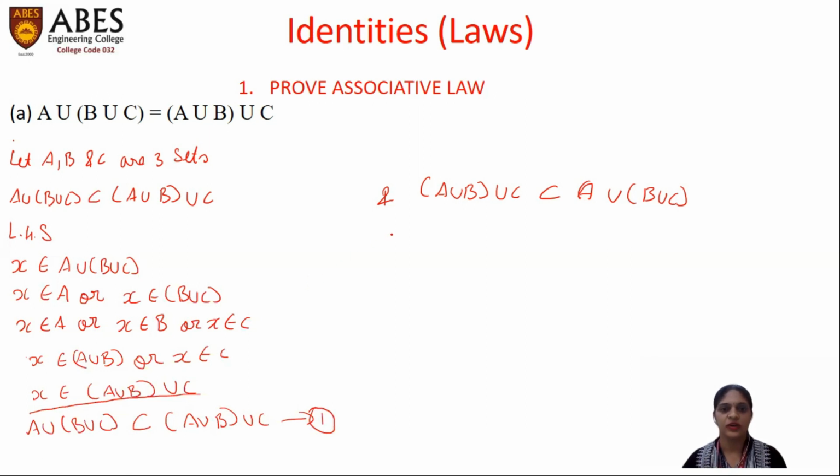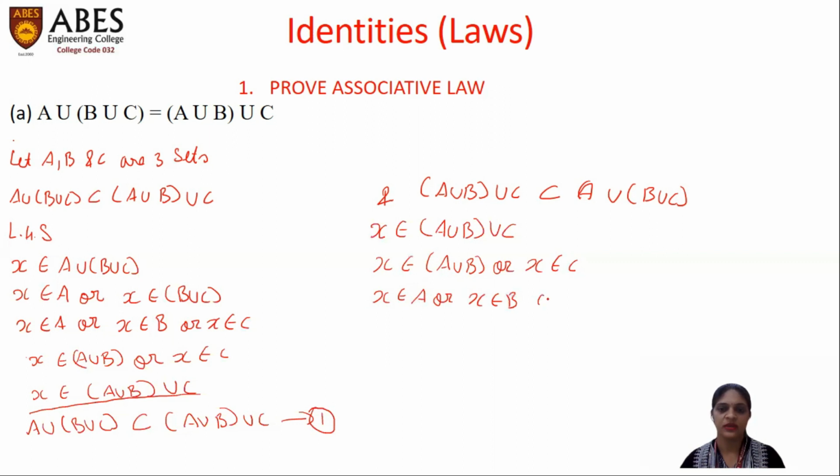Now we are moving towards the right hand side. We have to prove the right hand side is a subset of the left hand side. So again, let's suppose X be any arbitrary element which belongs to (A union B) union C. We can write this as X belongs to A union B, or X belongs to C. Now we have to open this bracket. We can write X belongs to A, or X belongs to B, or X belongs to C.